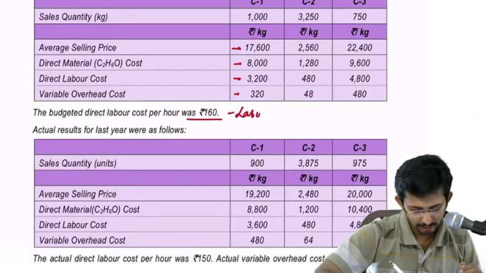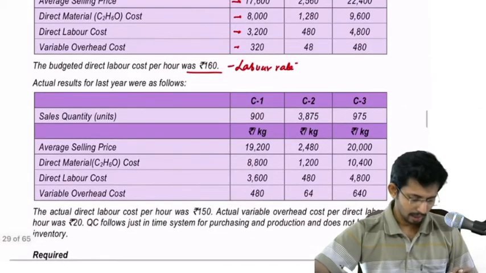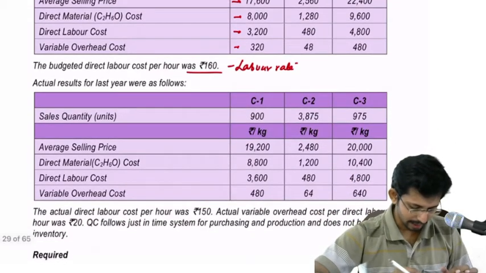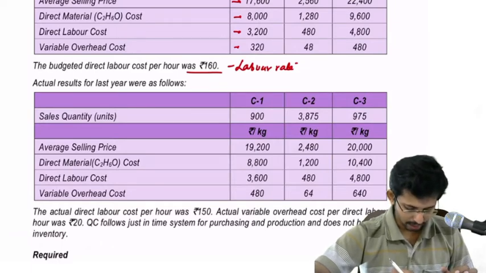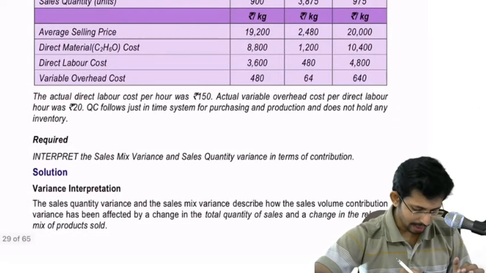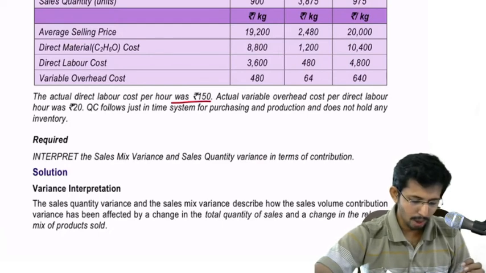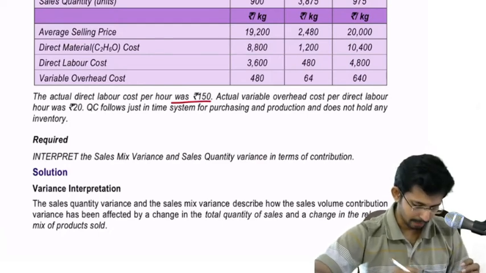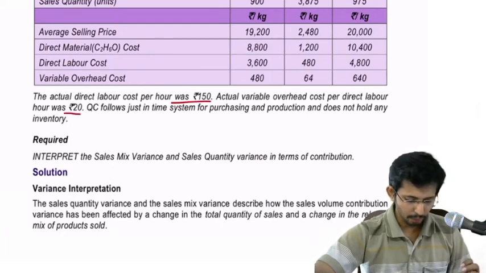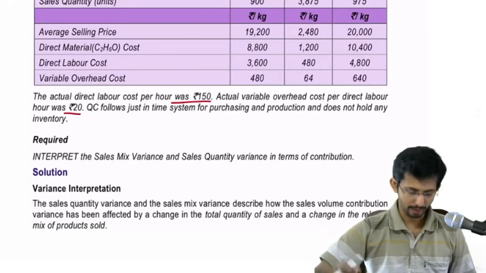This is labor rate budget or standard rate, or SR. Now actual results for the last year were as follows: sales quantity different, then selling price, direct material cost, direct labor cost, variable overhead cost. Everything is given. Now actual direct labor cost per hour was rupees 150. Actual variable overhead cost per direct labor hour was rupees 20. QC follows just-in-time system for purchasing and production and does not hold any inventory.